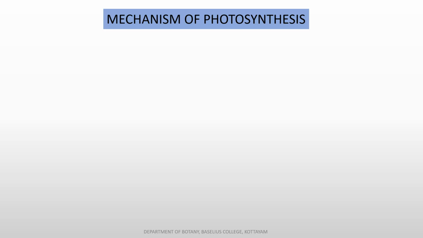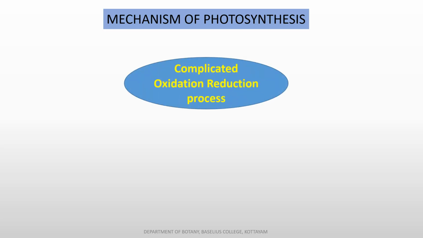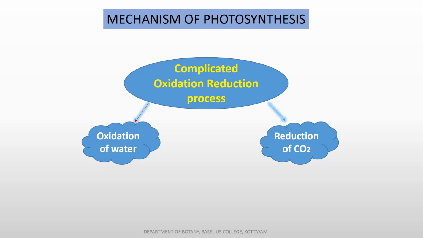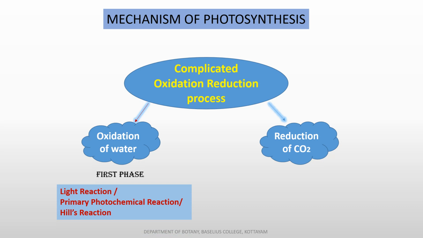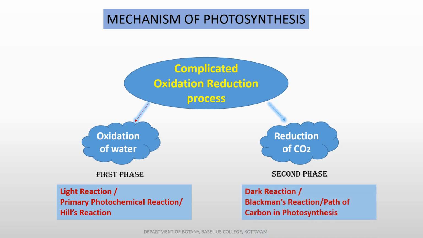All of you already learned the concept that photosynthesis is a complicated oxidation reduction reaction in which water is getting oxidized and carbon dioxide is getting reduced. Oxidation of water is taking place during the first phase, which is known as light reaction or primary photochemical reaction or Hill's reaction, whereas carbon dioxide reduction occurs in the second phase, which is termed as dark reaction or Blackman's reaction or path of carbon in photosynthesis. Among these two phases, light reaction is faster than dark reaction.